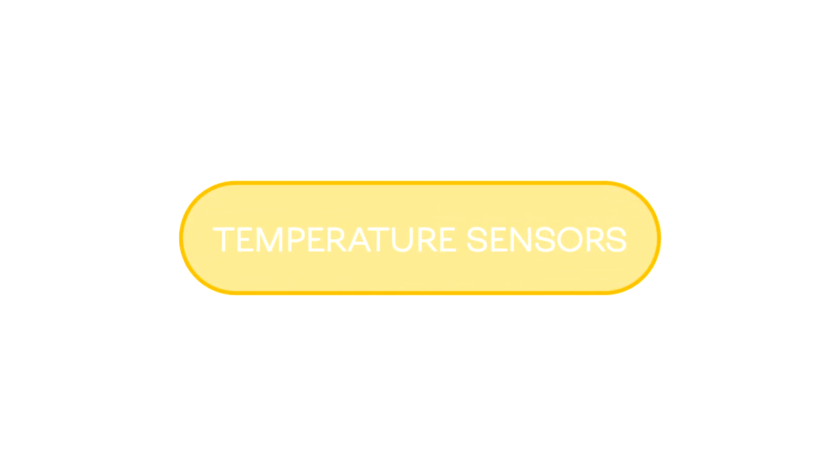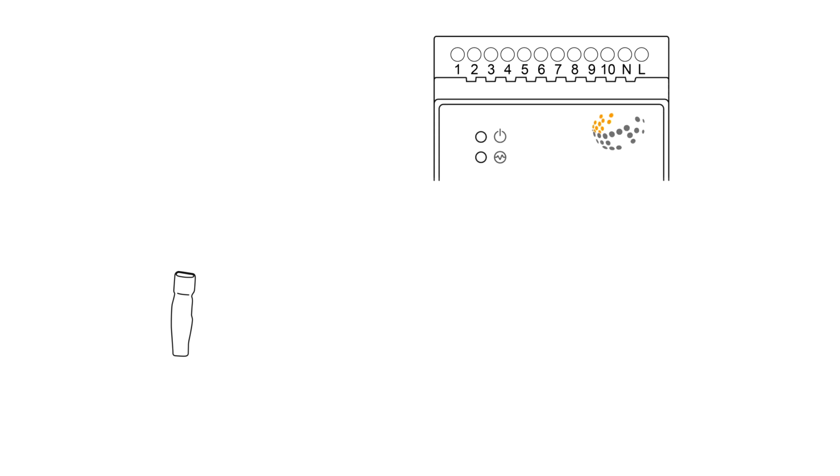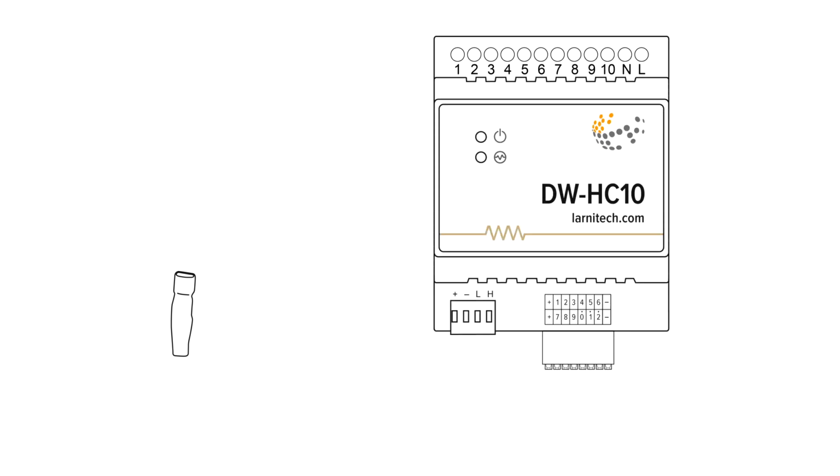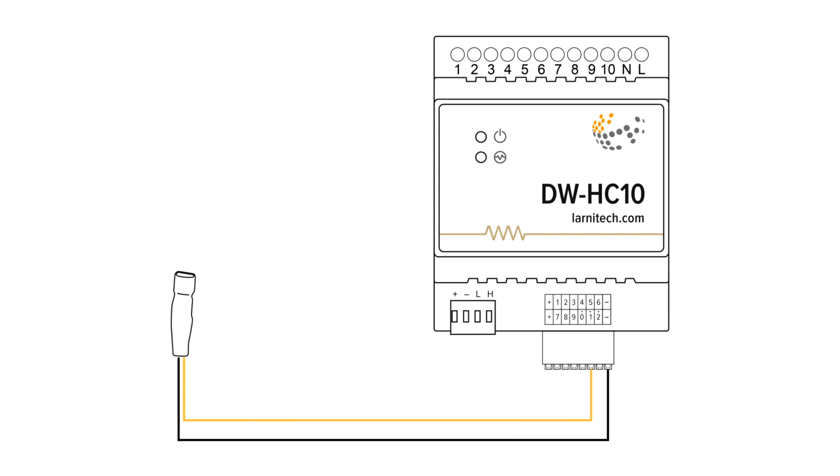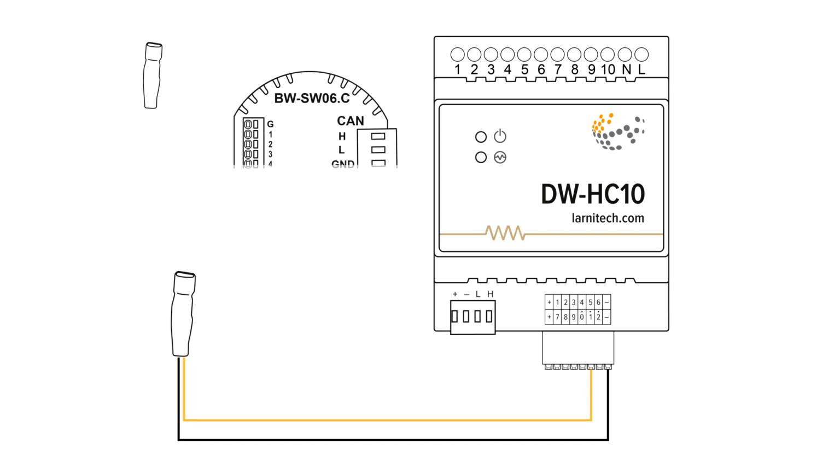Temperature sensors. Several types of temperature sensors can be used for temperature measurement. Digital temperature sensors based on the DS18B20 sensor, such as FWTS, FWFT, and WWTS. They have a 2 or 3-wire connection and can be directly connected to wall modules such as BW-SW06 or distribution panel modules like Metaforsa, DWHC10, etc. Different modules may have different maximum allowable cable lengths.